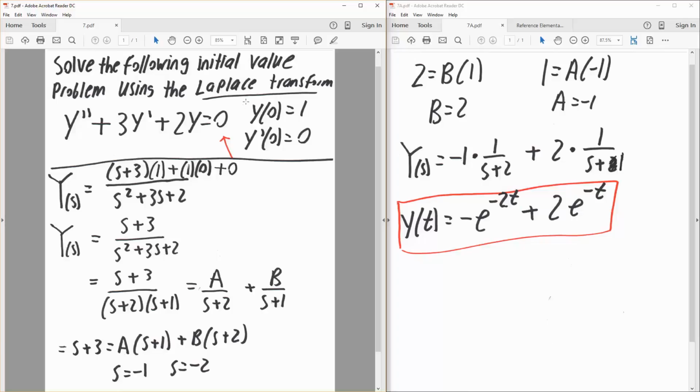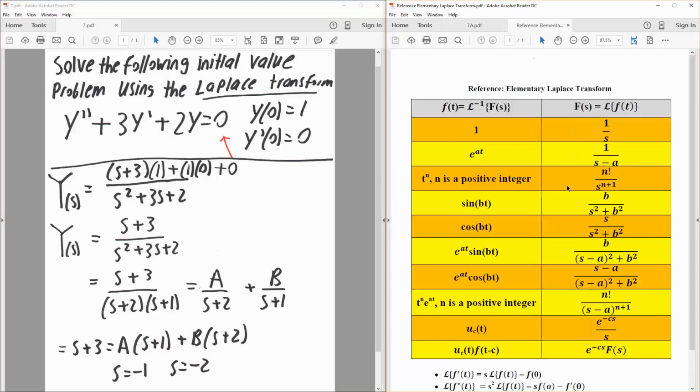And we want to use a Laplace transform. And so we need to make this something related to this. So what we're going to do here is break down s plus 3 divided by s squared plus 3s plus 2. And so if we say s plus 3 divided by, we can factor this out, and we would get s plus 2 times s plus 1 is equal to A divided by s plus 2 plus B divided by s plus 1. A divided by s plus 2 comes from here. B divided by s plus 1 comes from here.